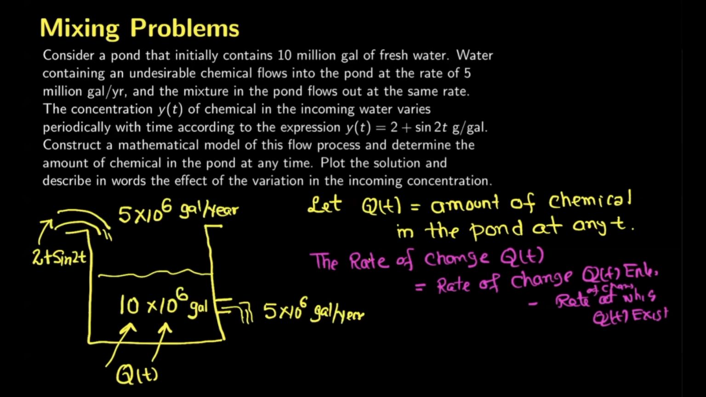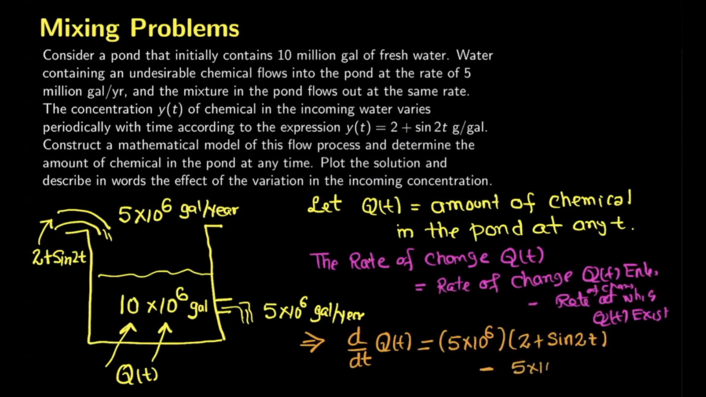So now let's see what the rate of change is. This is d over dt of Q of t, the rate of change of the chemical in the pond. What is the rate at which Q of t enters? It is the flow rate, which is 5 million, times the concentration, which is 2 plus sine 2t. This is the rate at which the chemical is entering the water, and there's going to be a negative sign and the rate at which it is exiting. The flow rate is the same.